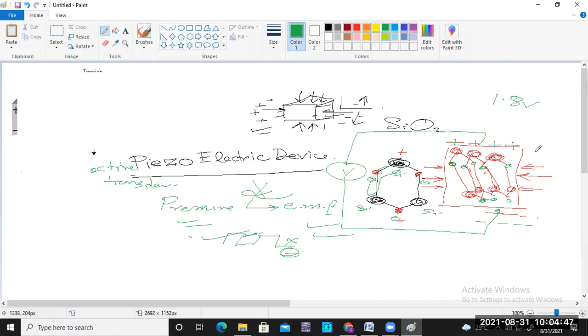Okay, and the characteristic of a transducer is that any physical phenomenon is converted into an electrical signal. So here the physical phenomenon is the pressure, and the electrical signal is this positive or negative voltage of around 1.8 volt. So it is the main fact of this transducer.